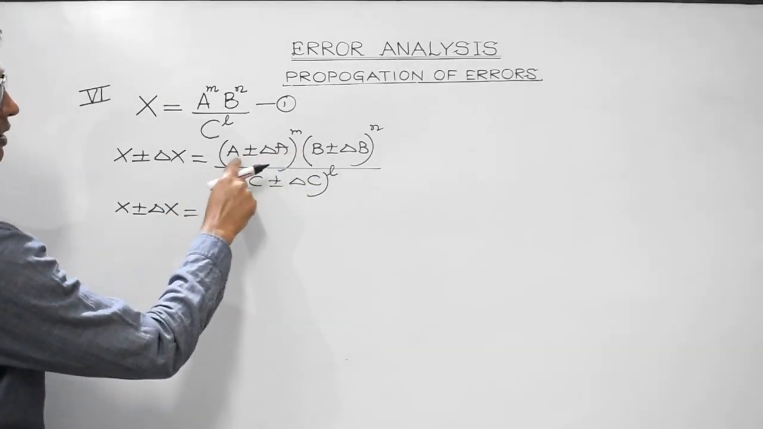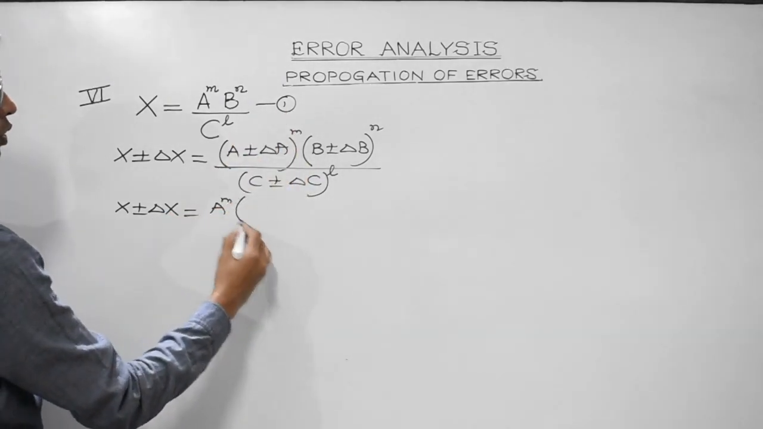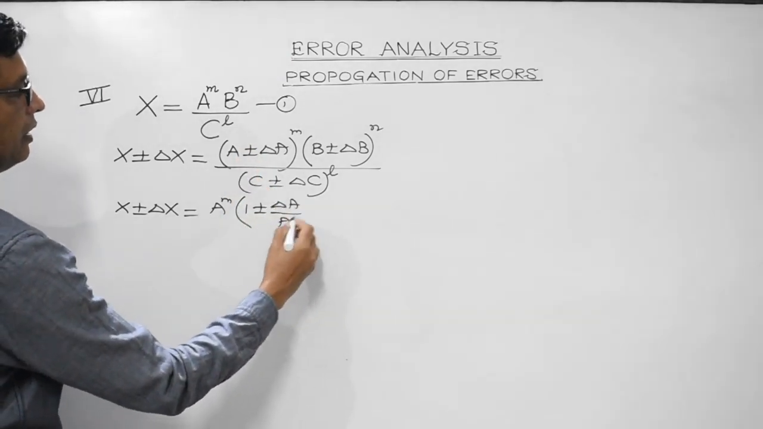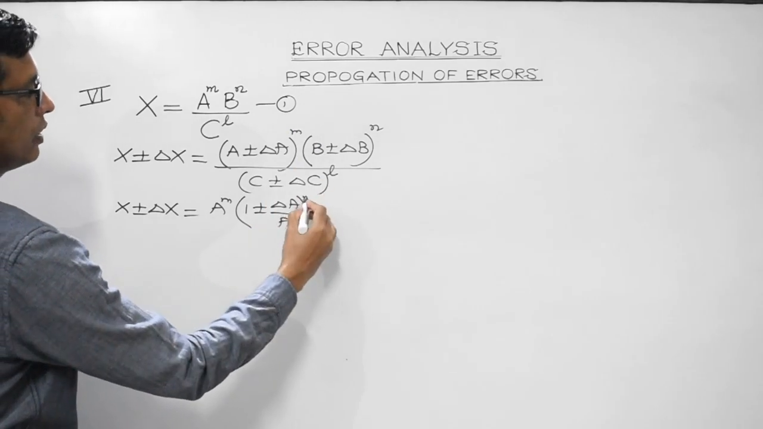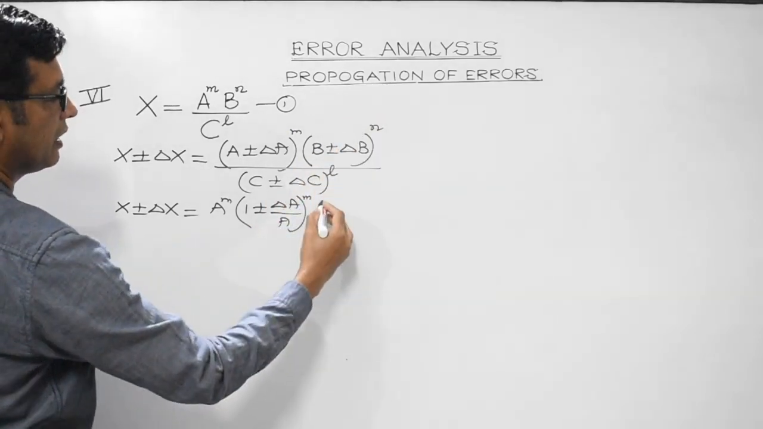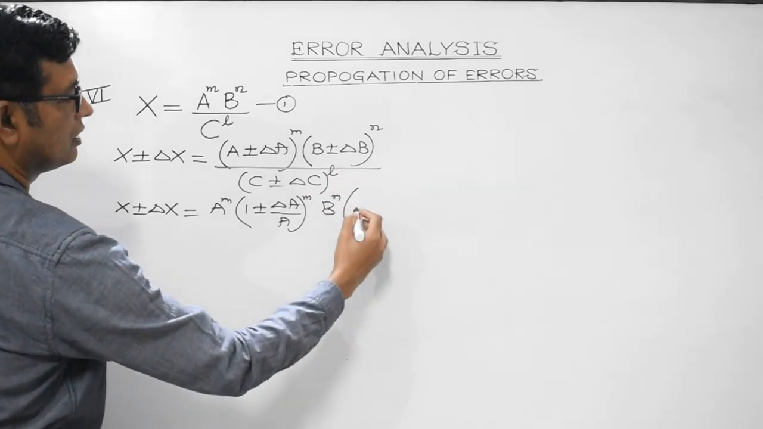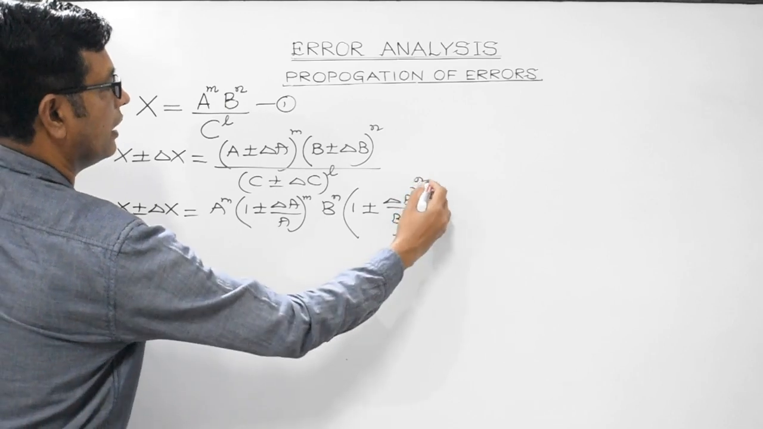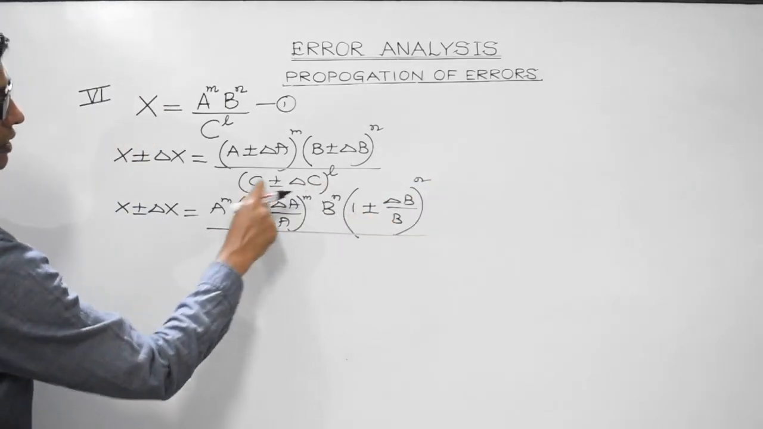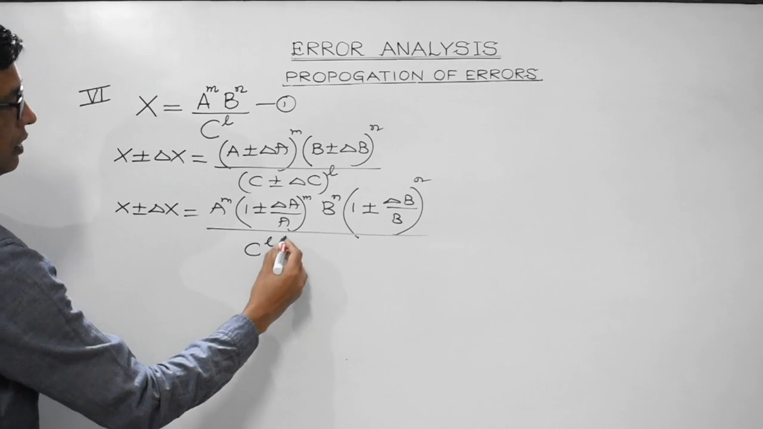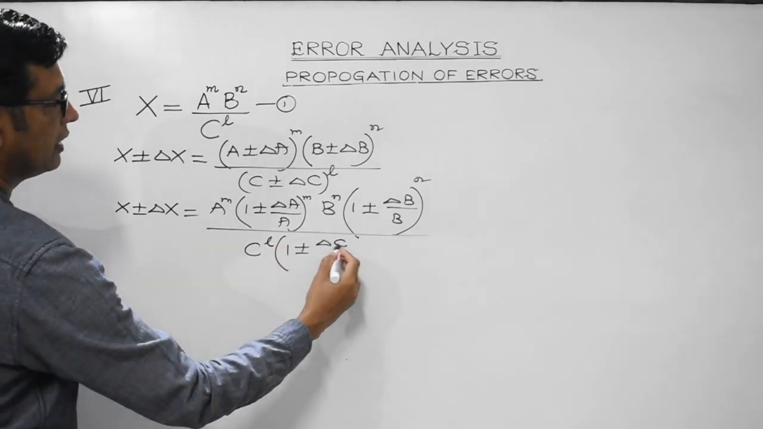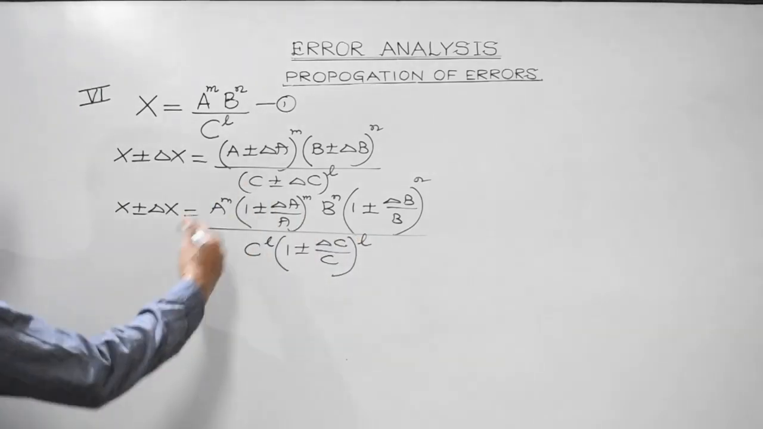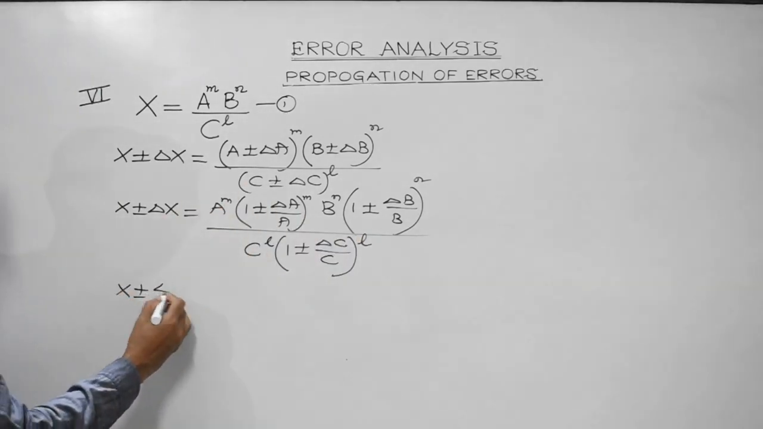A can be taken as common, a to the power m. So what is left is 1 plus minus del a by a, to the power m. Over here b to the power n can be taken as common. So the term left would be 1 plus minus del b by b, to the power n. Over here c to the power l can be taken as common. So we will be left with 1 plus minus del c by c, to the power l, isn't it?